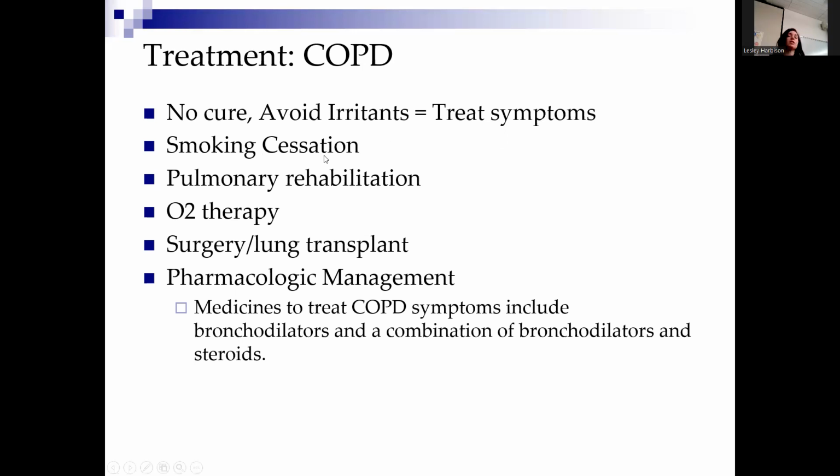Smoking cessation is obviously really important if somebody's just starting to have symptoms or see destruction. If they have a chest x-ray and you can start to see destruction, obviously the sooner they quit, the better. There are things like pulmonary rehabilitation, oxygen therapy, and in very severe cases, surgery and lung transplants. And then there's pharmacological management. So inhalers and different medications to try and help with some of the symptoms. Medicines to treat COPD symptoms include bronchodilators and a combination of bronchodilators and steroids, very similar to asthma.